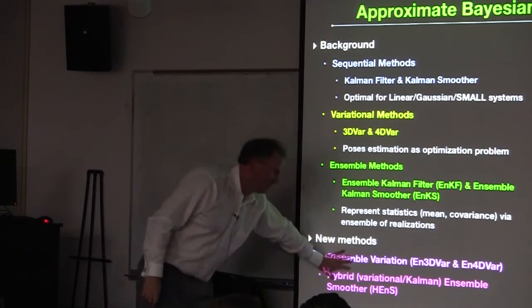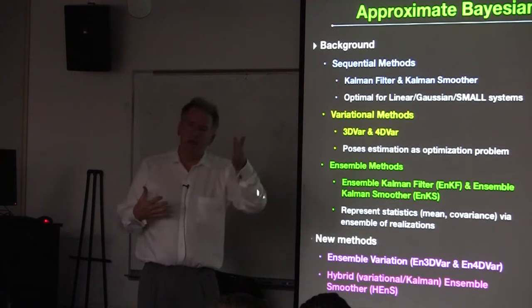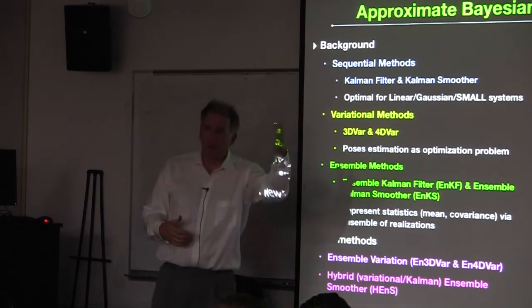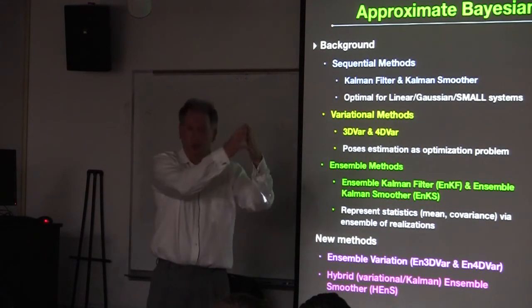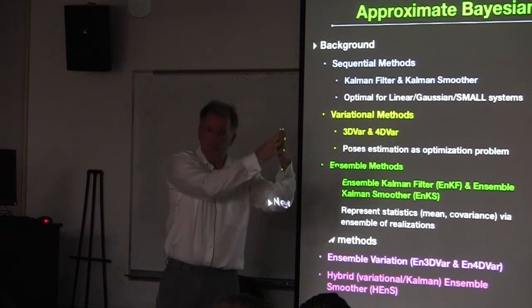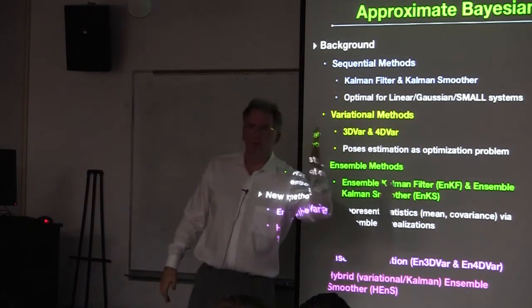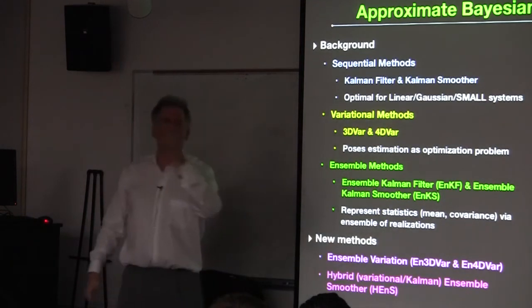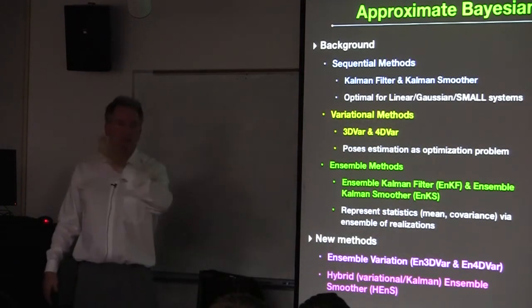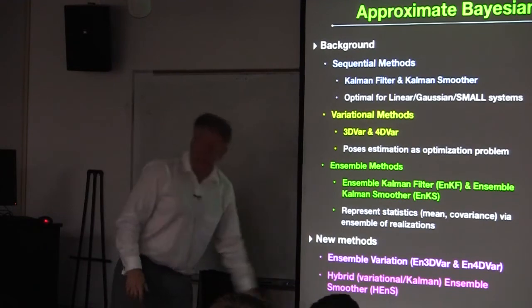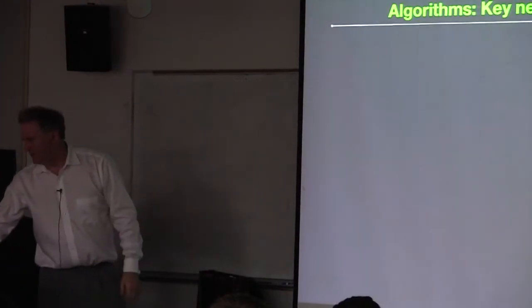So there's a motivation then to blend the idea of ensemble methods, which are very, very good at getting a low rank approximation of the principal directions of uncertainty of the covariance matrix, and a variational method which from time to time sweeps back in time and revisits past measurements in light of new data. So that's what we've done, is we've developed hybrid methods to do that.